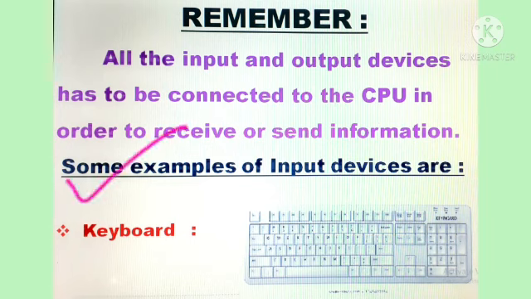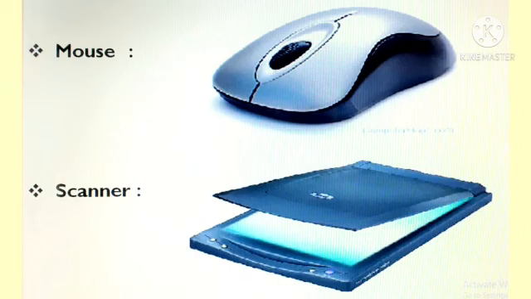Now come some examples of input devices. The first is keyboard. As you can see, this is the picture of a keyboard. Next comes mouse. You can see the picture of a mouse. The last one is scanner. You can see the picture of a scanner.